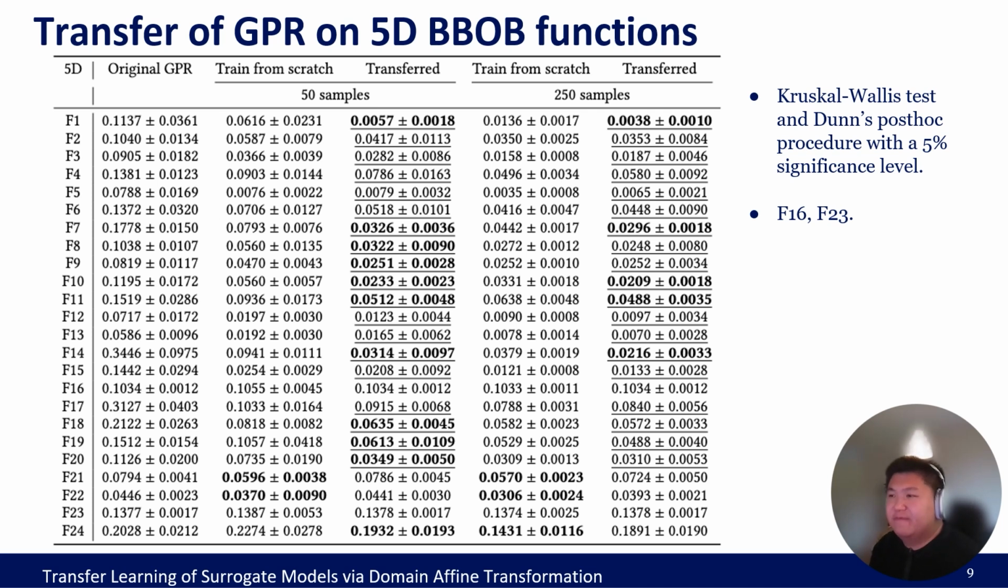So overall, in 5D BBOB functions, the transfer GPR consistently outperformed the one trained from scratch and the original GPR at both 50 and 250 transfer data points with only a few exceptions. For example, one of the exceptions is the function F16. The performance of both transfer models at this sample size is identically the same. Also, F23 is another case, where the original model outperforms the transfer ones. A closer inspection shows that the GPR model trained on the original function is already highly accurate for F23. So in this scenario, our method should be applied when the original Gaussian process regression performs poorly before the transfer learning.